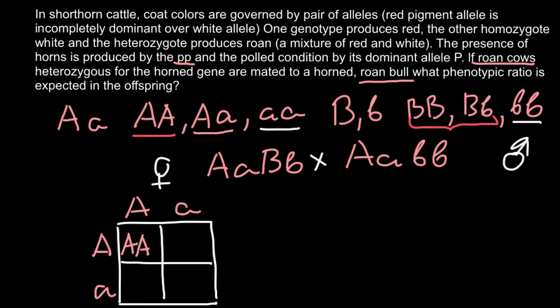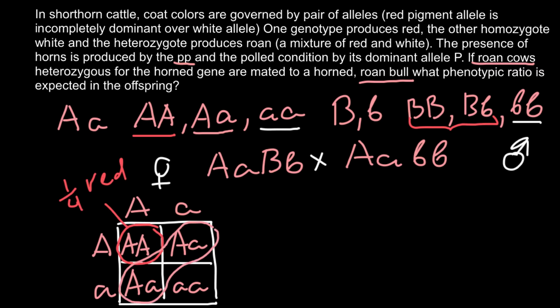Capital A capital A here, capital A small a here, capital A small a here, and small a small a here. One quarter of such a cross would produce red pigment in progeny, 1/2 would be roan, and 1/4 of the progeny would be white.